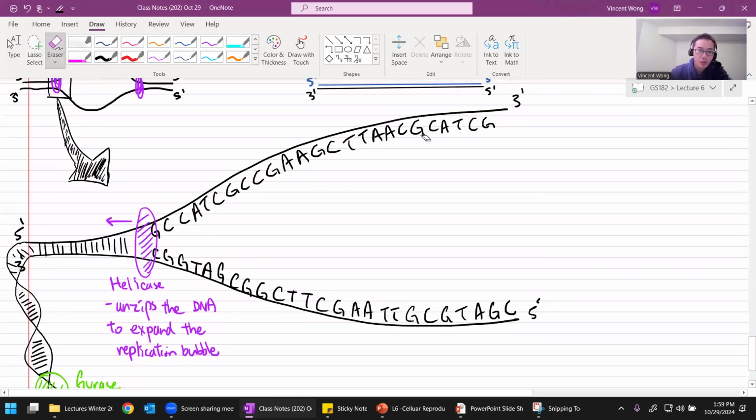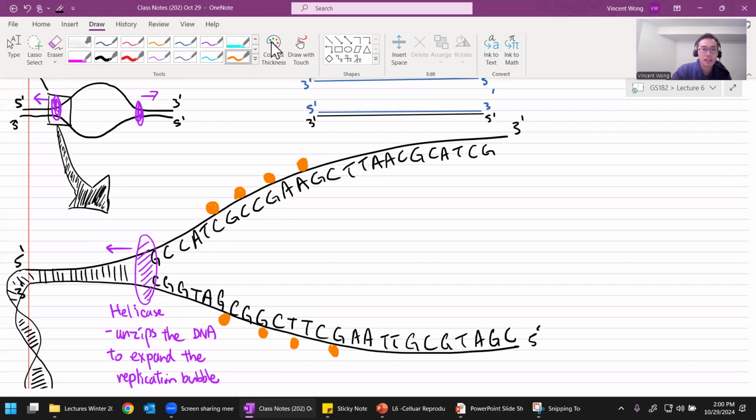Now, don't forget, the two strands of the DNA are naturally attracted to each other, right? The C's want to bind with the G's, and the A's want to bind with the T's because of the hydrogen bond attraction. So we want to keep the two strands apart. We don't want them to close up, because then we won't have access to the new nucleotides, right? That's what these little orange balls are. They are called single-strand binding proteins, and their job is to keep the DNA strands apart.